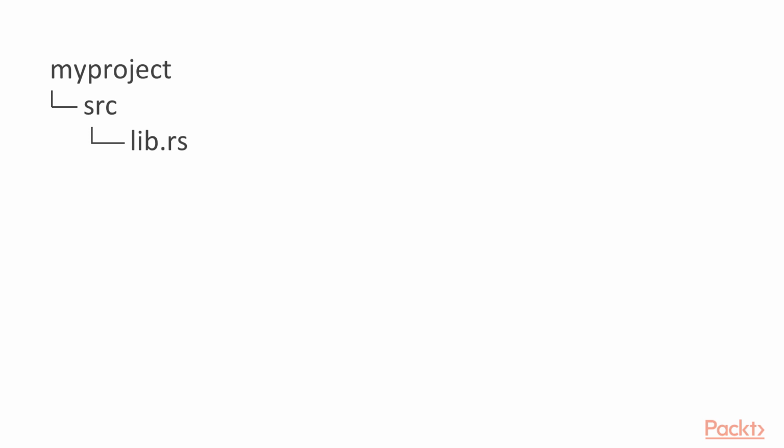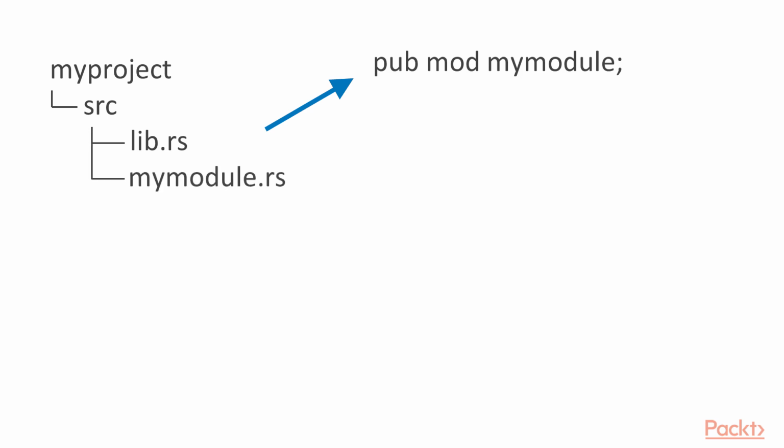A module in your library is defined by using some form of mod and then the module name. If you end that with a semicolon, then Cargo will search for a file with the same name as the module in the same directory as lib.rs. Okay, but what about nested modules?